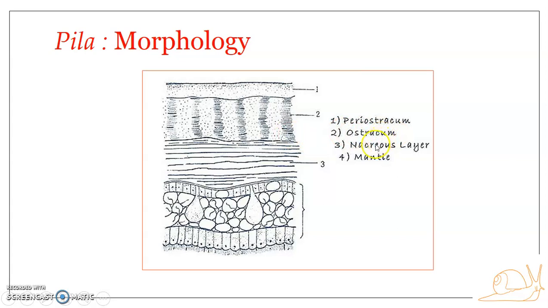Coming to the innermost layer, it is the nacreous layer or hypostracum. It is formed of horizontally and alternately arranged plates of calcium carbonate and conchiolin. This is in contact with the mantle. The mantle secretes the whole thing, and the innermost layer is in contact with the mantle. So this is about the structure of the shell.